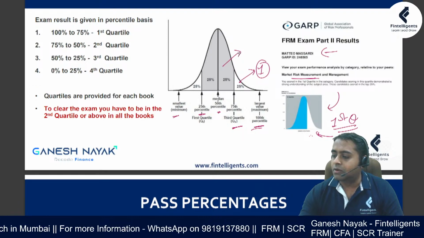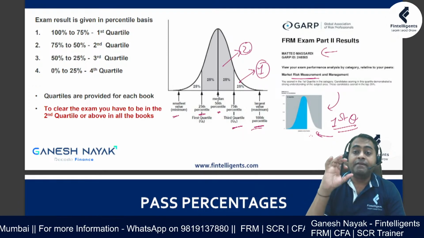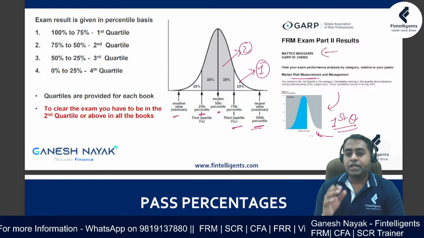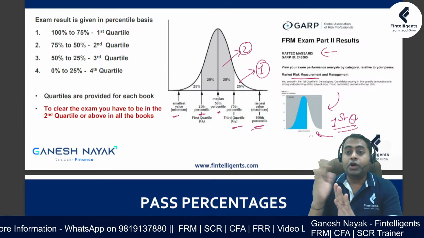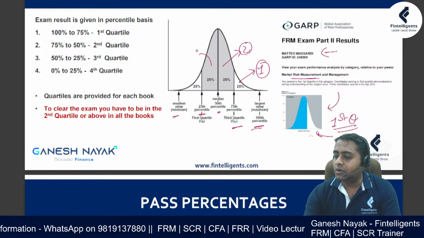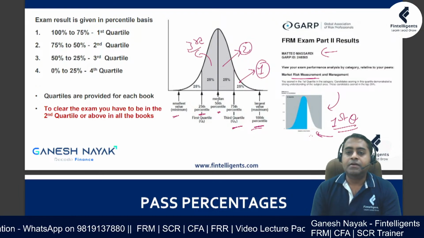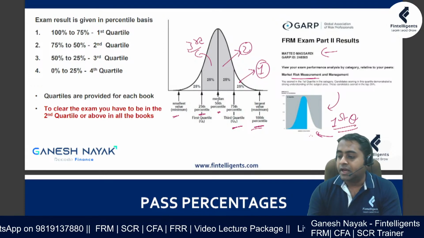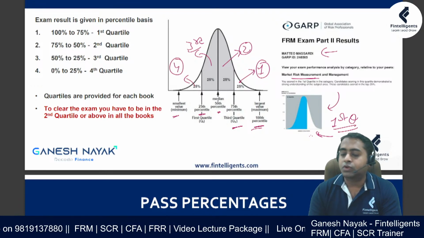If you're in the second quartile, you are between the 50 and 75 percentile. Your understanding there is good but not excellent. The third quartile is a problem. It's a fair understanding of the book, meaning you are between 25 and 50. The last is poor, which is called the fourth quartile.